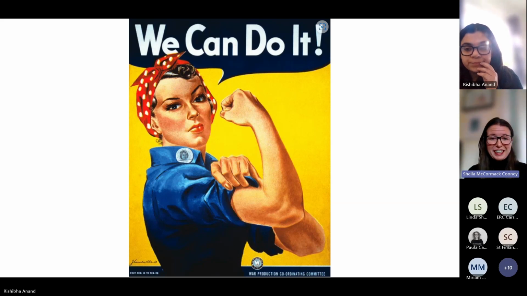Her fist is closed. It's strong. The background is simple, so it makes the image pop out. Exactly. All of these things are effective with your design.